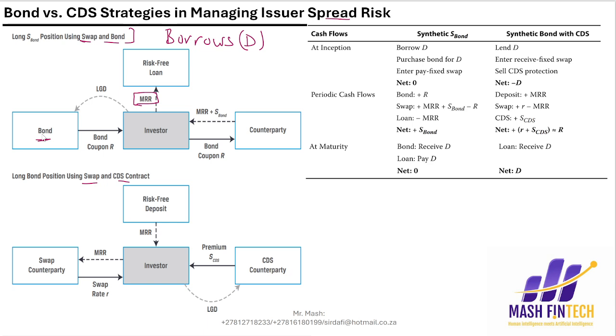And then on this side here, the investor is going to enter into a pay fixed swap. The coupon rate the investor is receiving is going to be paid as a fixed rate here. So the investor enters a pay fixed swap.